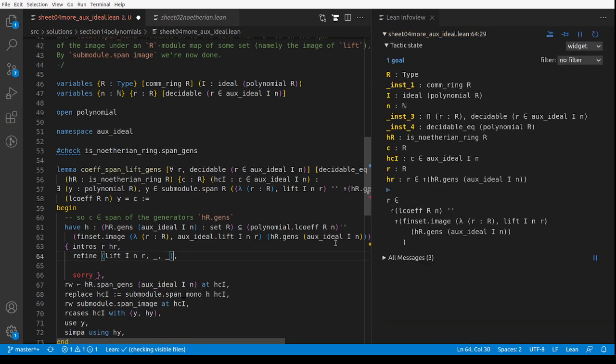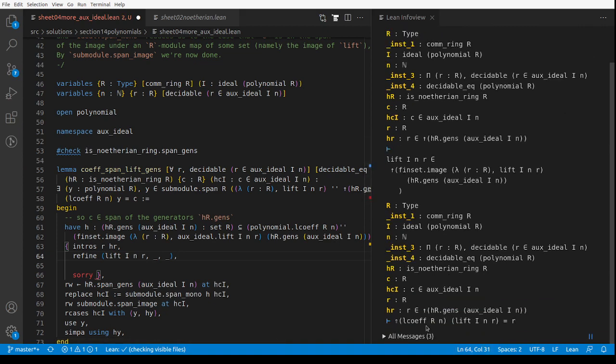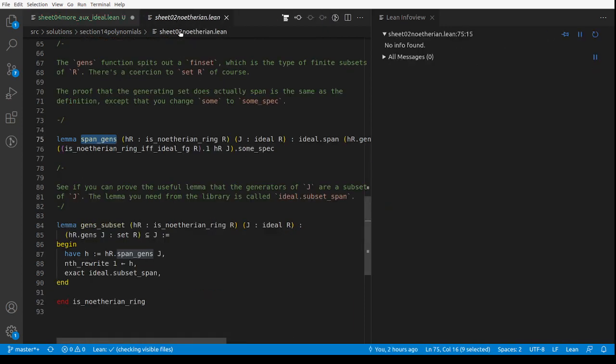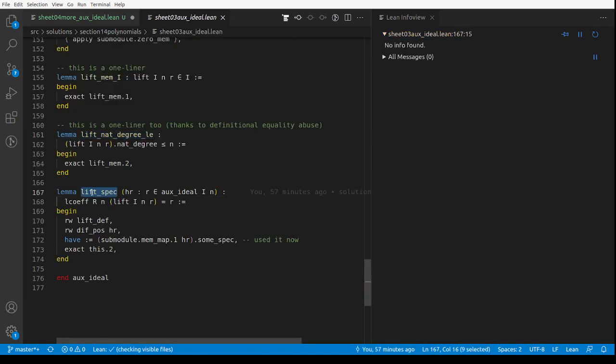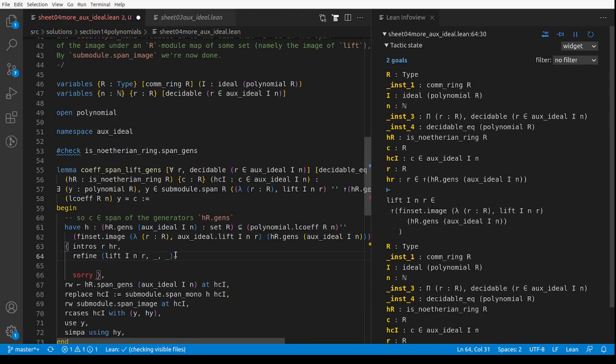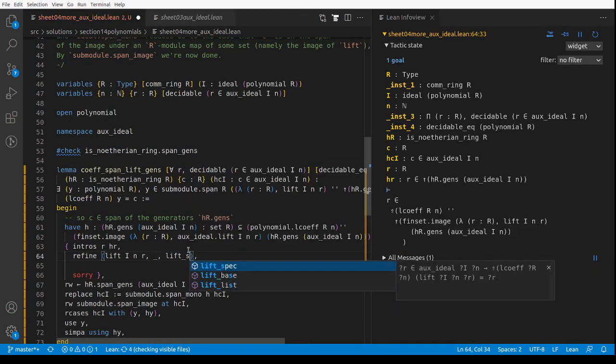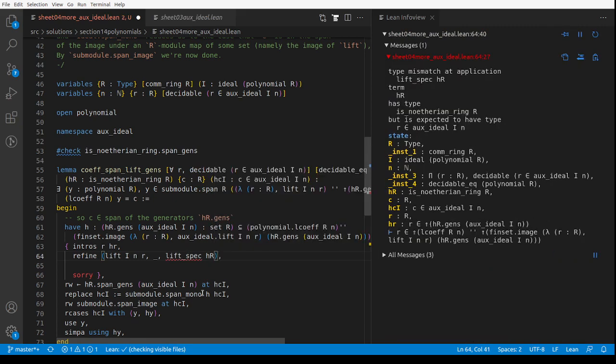And what about the last proof? The last proof is that the coefficient of the lift of r is r, and we know that r is in the generators, so that we did before. That I think was in sheet 3, right? There, it's lift spec hr. So this maybe is lift spec hr. I might have to give it more things. Oh no, it's h little r, sorry. Oh, curses. Oh, how annoying.